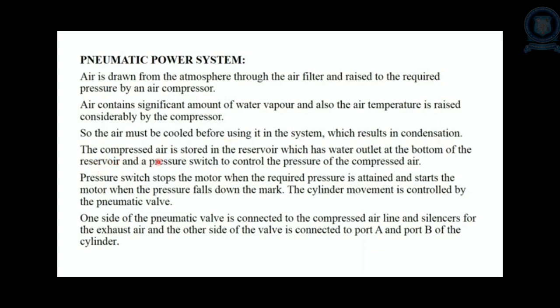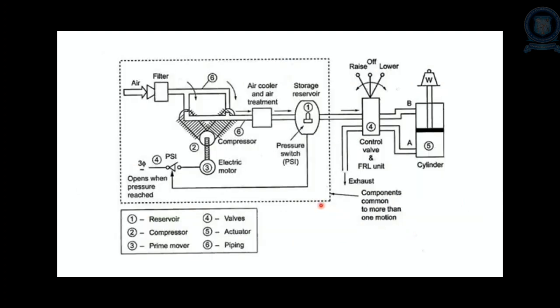The compressed air is stored in the reservoir, which has a water outlet at the bottom of the reservoir, and a pressure switch to control the pressure of the compressed air. The pressure switch stops the motor when the required pressure is attained and starts the motor when the pressure falls down to the mark. One side of the pneumatic valve is connected to the compressed air line and a silencer for the exhaust air, and the other side of the valve is connected to port A and port B of the cylinder. So this is the construction of pneumatic system.